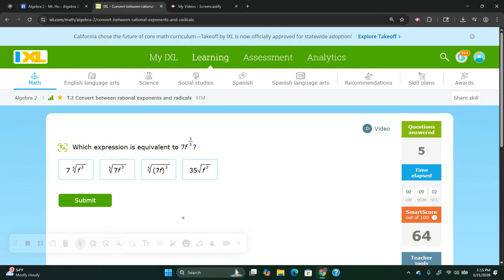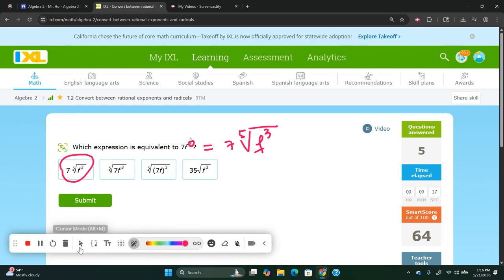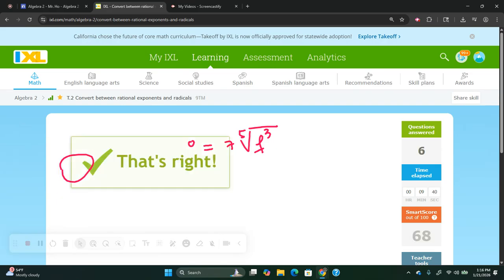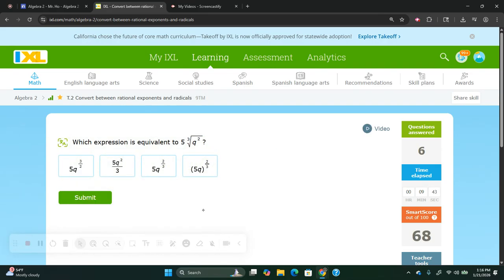Next one, pay attention over here. 7 multiplied with f power 3 over 5. So the power 3 over 5 only goes with the f. It has nothing to do with 7. So I will put the root right here. This is over 5, so that should be the fifth root. And then f power 3. Let's see that option over here. 7 outside, and then the fifth root of f power 3. So I choose the option. Voila. All right, let's do a couple more, and then we should be done.